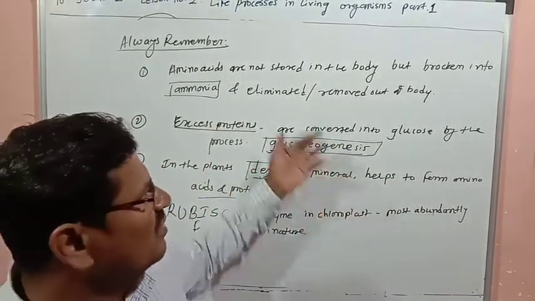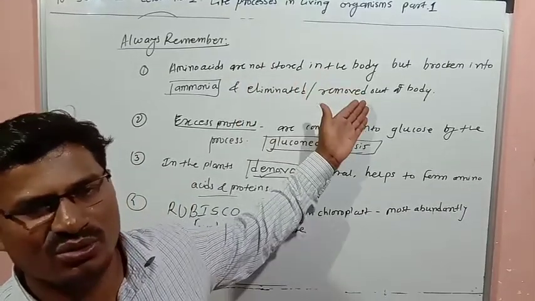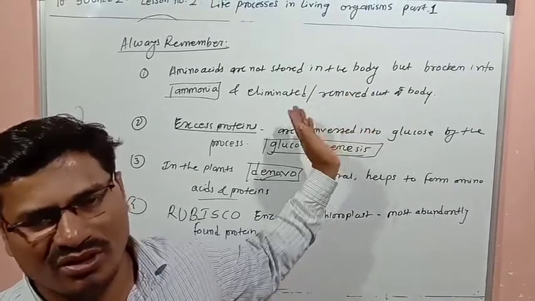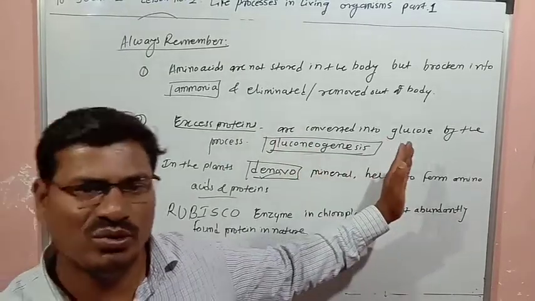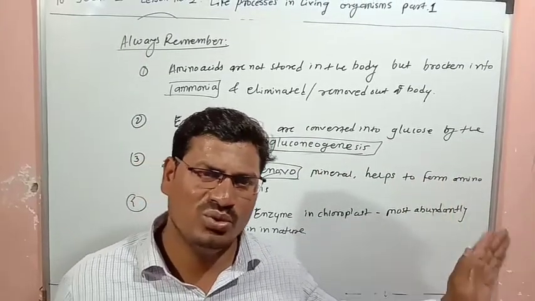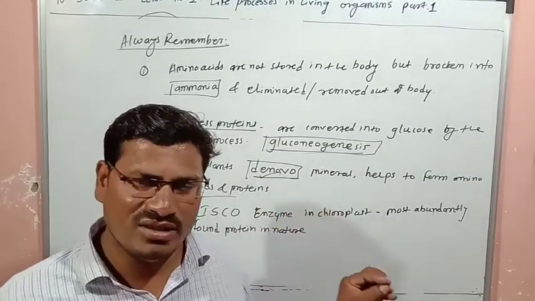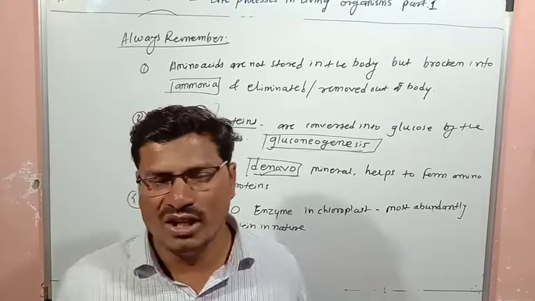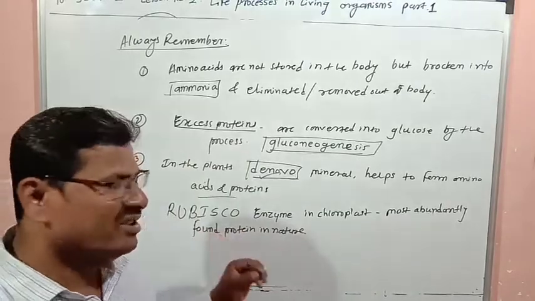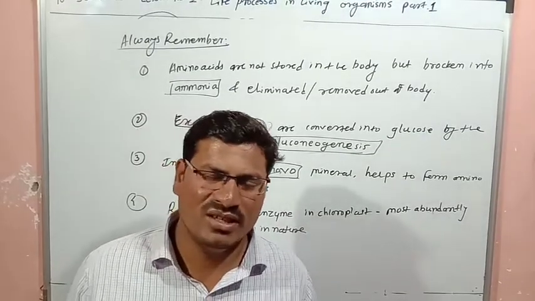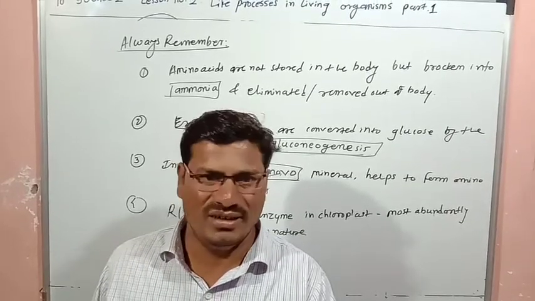So these points are important. The first point: amino acids are not stored in the body, they are converted into ammonia and given out or eliminated out of the body. Second, excess proteins are converted into glucose and that process is called gluconeogenesis. Next, de novo is the mineral present in the plants, and it helps for the formation of amino acids and proteins. Fourth, Rubisco is the enzyme present in the chloroplast and it is the most abundantly found protein in nature.